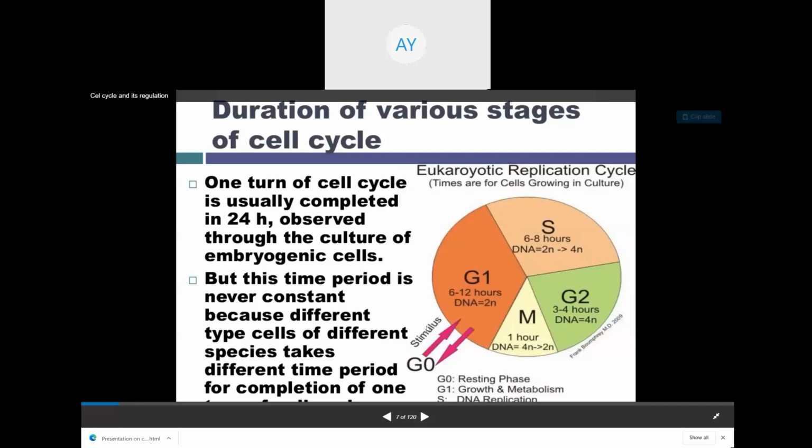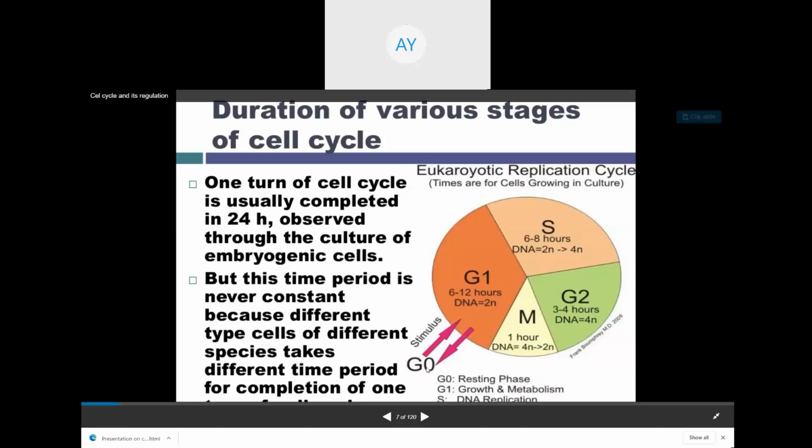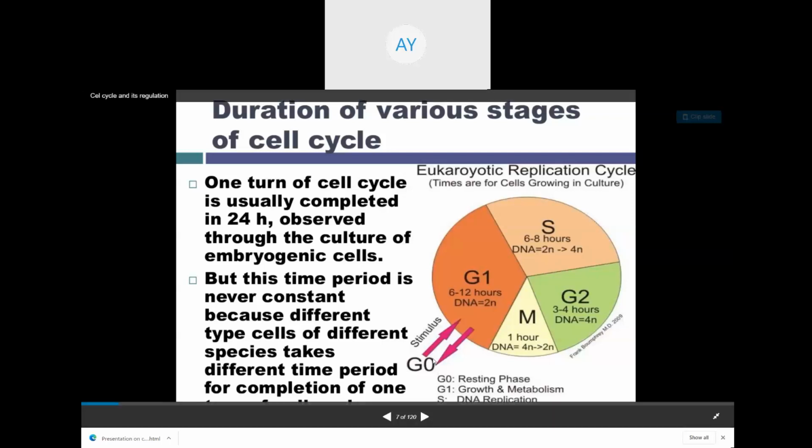If cells do not want to synthesize any raw materials like DNA, RNA, or protein, or if they do not want to divide, means they do not want to enter the mitotic phase or meiotic phase, then it will come to the G0 phase, that is the resting phase. Okay. So that is the quiescent, means dormant phase, where there is no preparation of any raw materials for further mitosis or meiosis, or it is not going to enter into the division phase. That is the G0 phase, that is the resting phase.